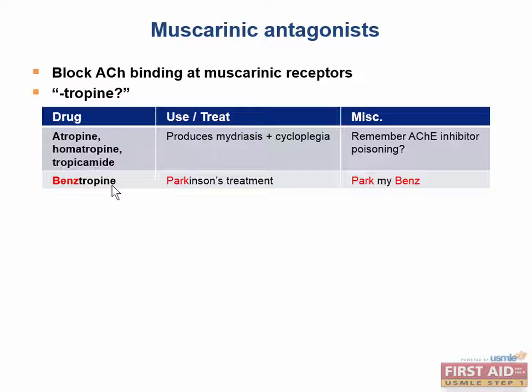Let's quickly review some neurology. Parkinson's disease is due to the loss of dopaminergic neurons and excessive cholinergic activity. So how does benztropine help treat Parkinson's? Well, benztropine is going to blunt the excess acetylcholine, which contributes to the symptoms you'll see like rigidity, akinesia, tremor, and postural instability. So the mnemonic for benztropine is park my benz, so benztropine is used to treat Parkinson's.